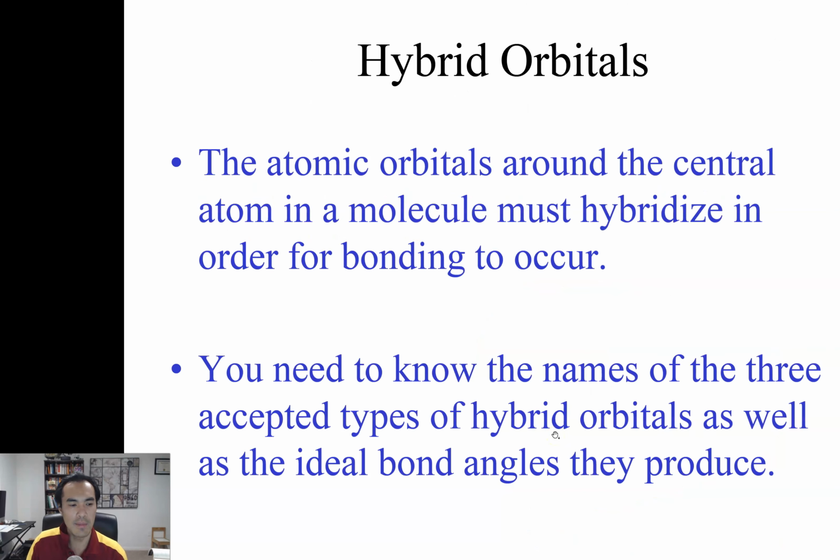Now let's talk about hybrid orbitals real quick. Hybrid orbitals, basically what they do is that around the central atom, you're going to get overlap of electron clouds. As I was mentioning before, electrons exist in these kind of clouds. You put them all together, and what happens there is that they begin to actually hybridize.